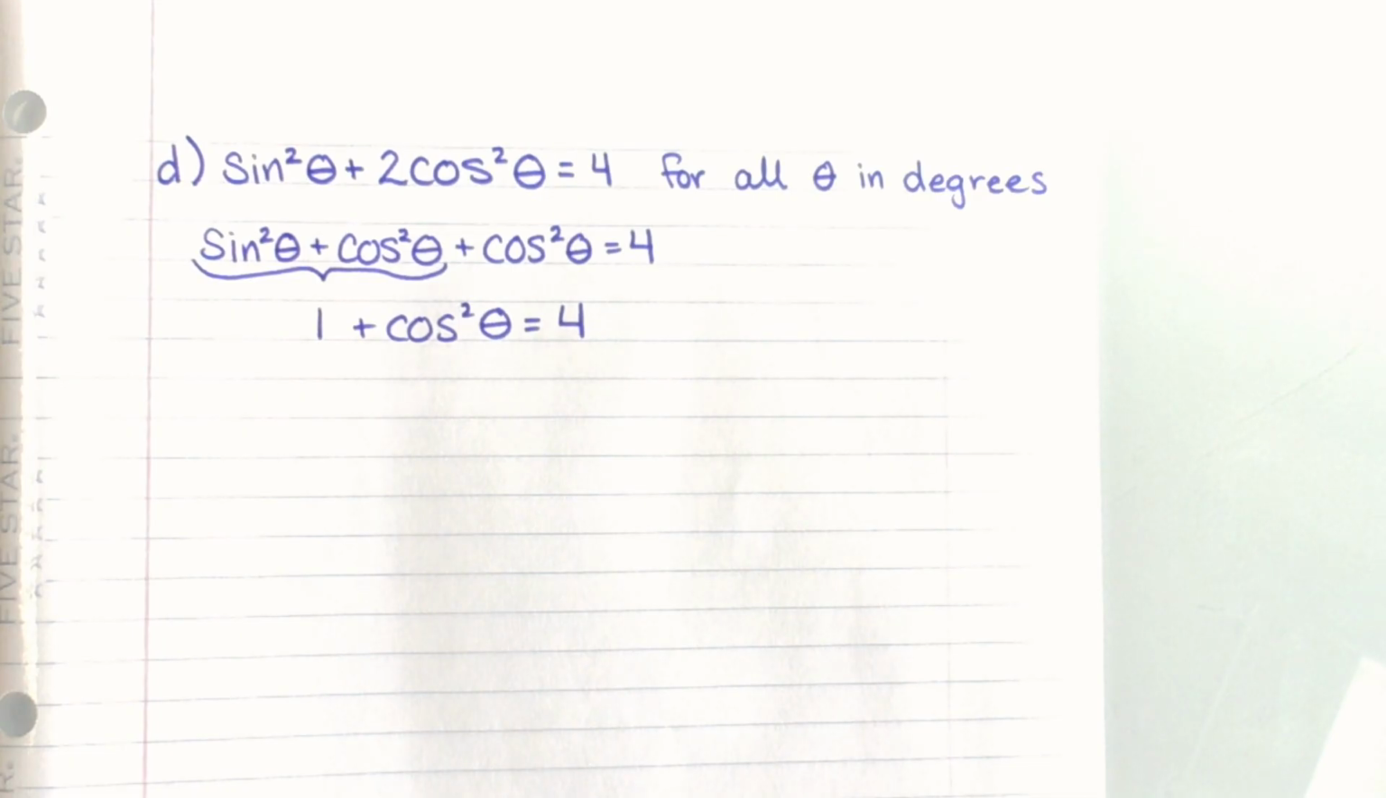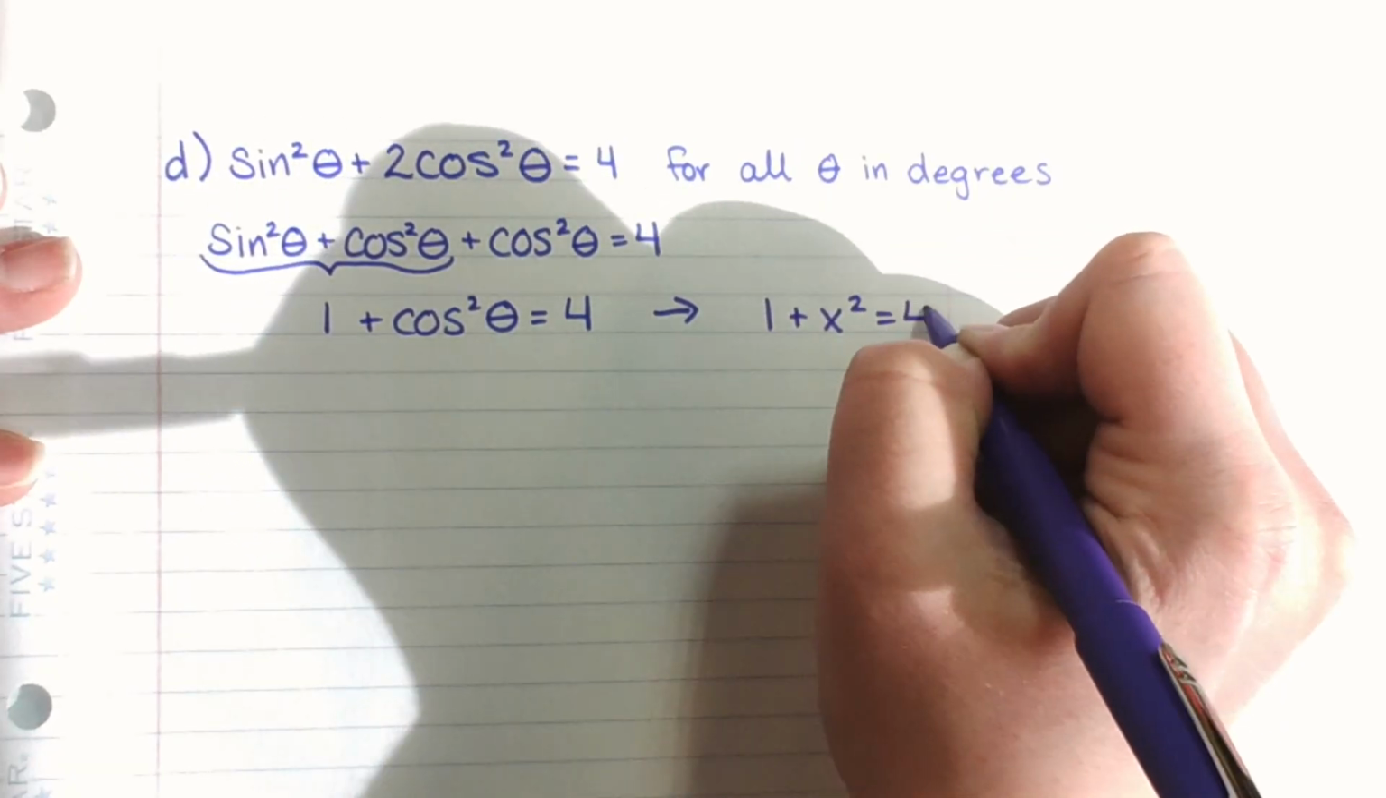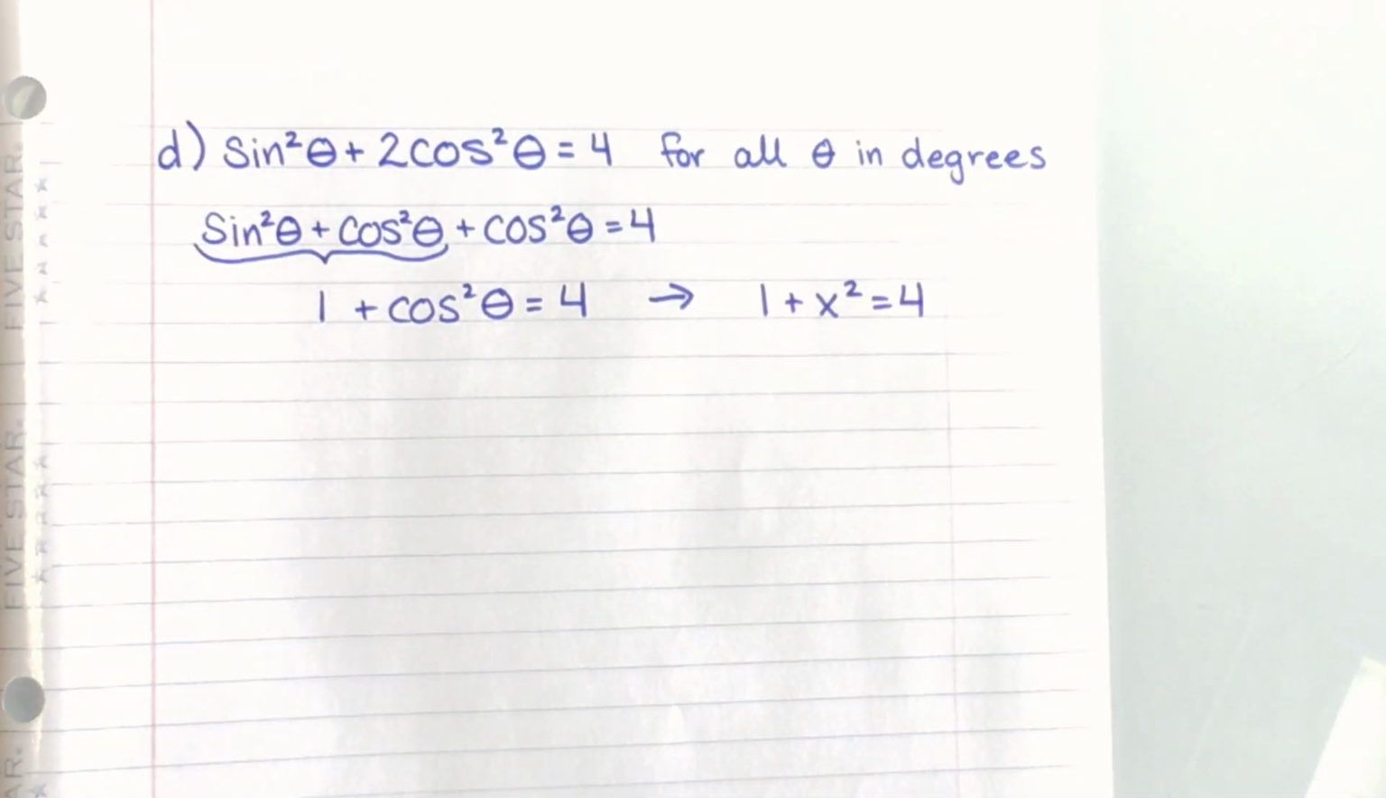Now what? I could get it equal to 0. That's not the best option here. Do you notice that you've got trig squared and that's the only place you got trig? It's kind of like having 1 plus x squared is equal to 4. Easiest way to solve it is using square roots. Get the squared part alone.